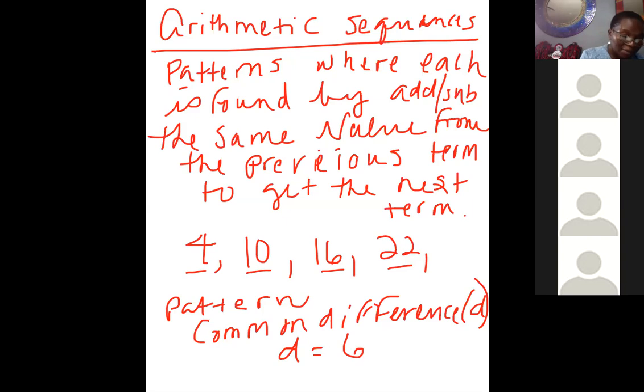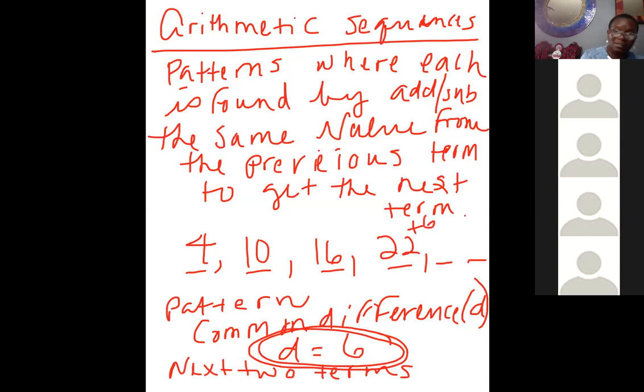Now, once you figure out the common difference, they may ask you to find the next 2 terms. Now, to find the next 2 terms, since you know what the pattern is, what the common difference is, what you do is you add the 6 to get to the next term, which gives you 28. Add the 6 to get to the next term, which gives you 34, okay? So these type of patterns, guys, where you're adding or subtracting the same number over and over again, is called the arithmetic sequences, okay?